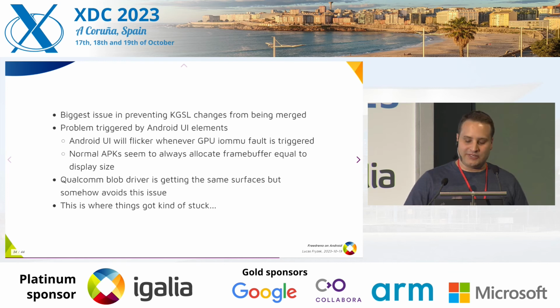So this led me to a different path where I started looking into reverse engineering a little bit, because the Qualcomm blob driver gets the same surfaces that we do and is somehow able to render to them without causing this issue. So they're doing something a little bit different on the copying. But again, this is where things got kind of stuck.